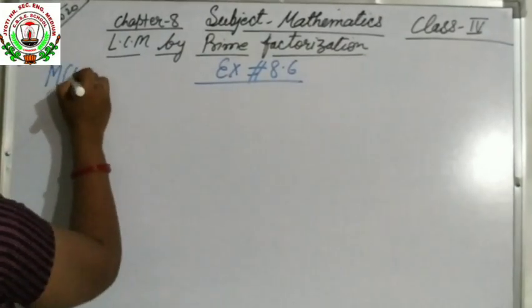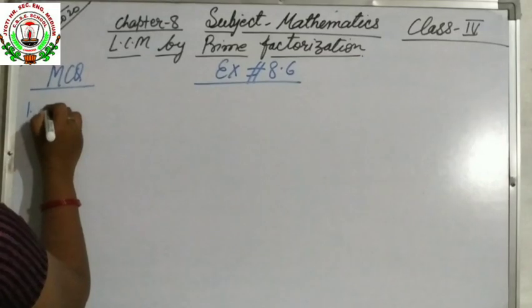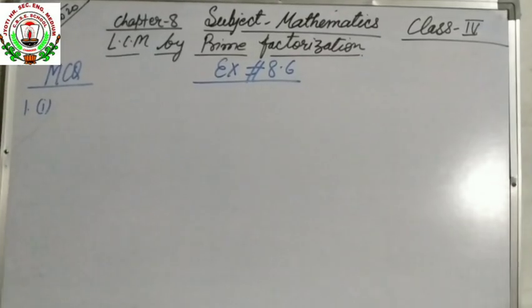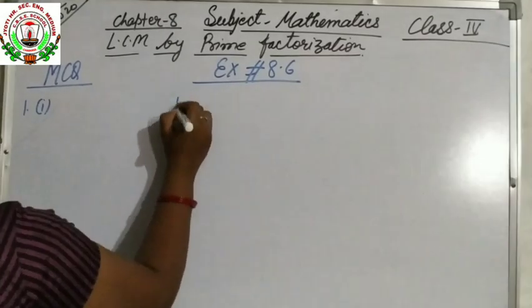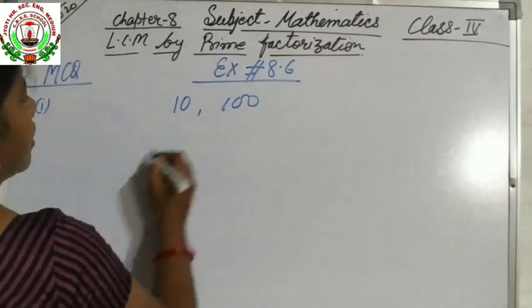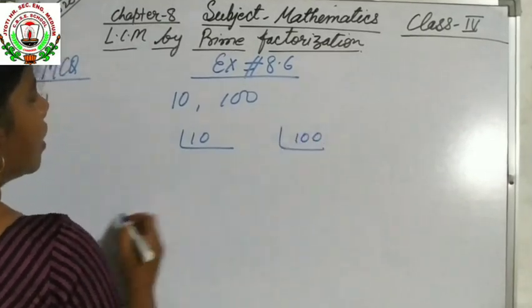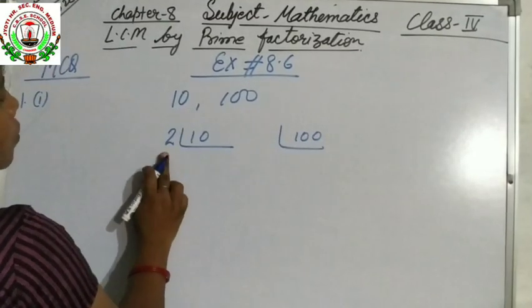Number 1 is MCQ. First we will solve MCQ. Question number 1. The LCM of 10 and 100 is. We have to find out the LCM of 10 and 100. So first we will find out the prime factors of 10 and 100. We will take 2, the smallest prime number.